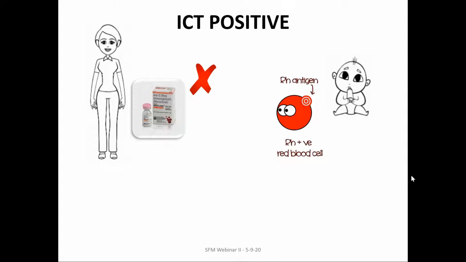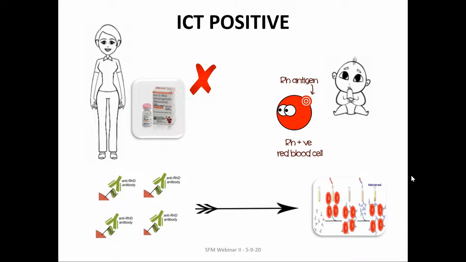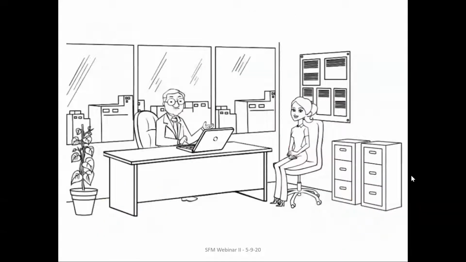And therefore, the rhesus positive antigen or rhesus positive blood cell from the fetus that would have escaped into the mother's circulation sometime during pregnancy or during delivery would have incited an immune response in the mother, and the mother would have produced anti-RH antibodies in her circulation. And these anti-RH antibodies, when they reach detectable levels, is when you would get a positive indirect Coombs test. So this is essentially what we discussed last time.